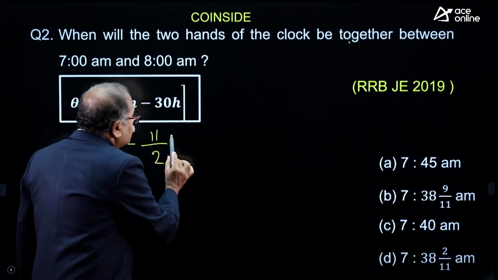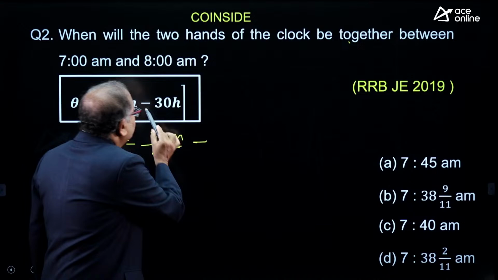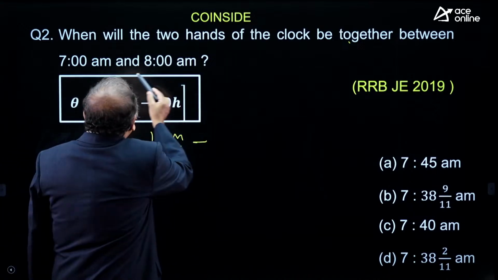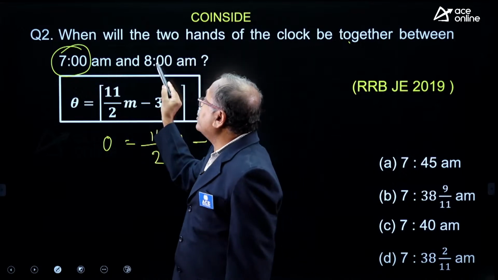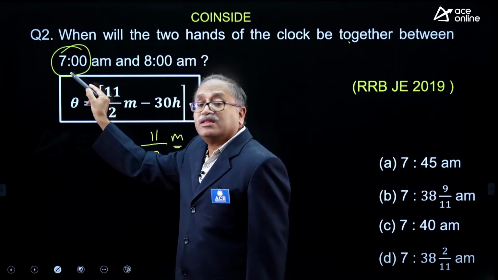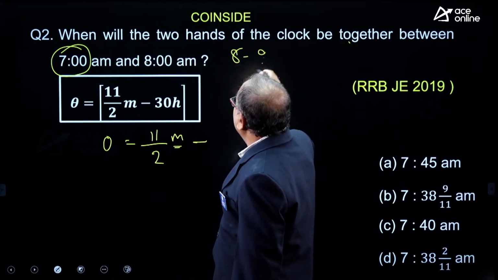So this is the time I need to find out, m, minus 30h. So 30 into, what is the first hour? That is 7. You need to take the 7, not 8. 7 to 8, take the 7. 8 to 9, take 8.